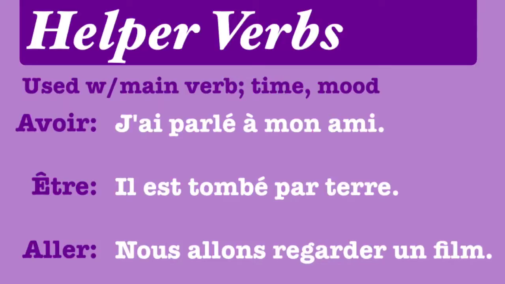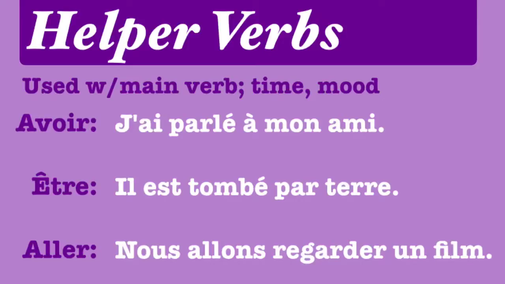So to start with, we have avoir. J'ai parlé à mon ami. I talked to my friend. So the main verb here is parler, to talk, which we've put in the past tense with our I, with the accent aigu. And we're using avoir, ai, pronounced a in this case, which is conjugated in the present tense, and is serving the purpose of the helper verb. It's what helps us put parler in the past tense.